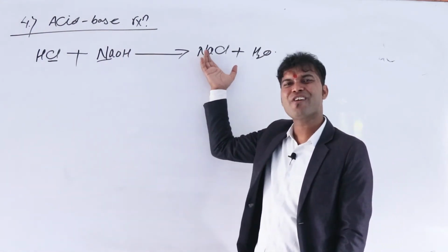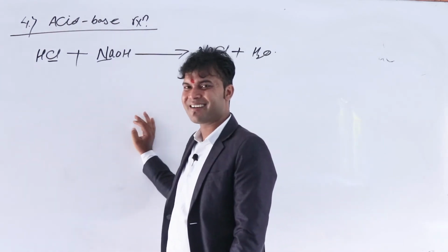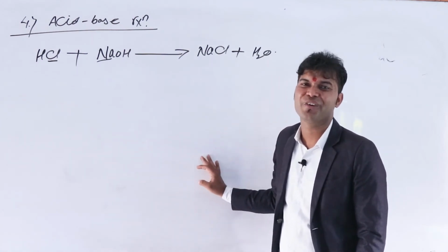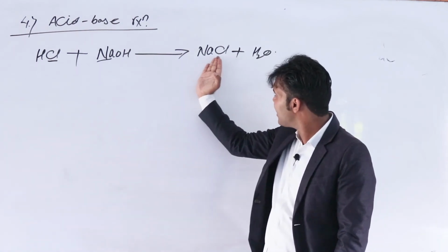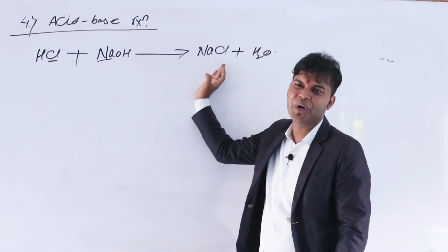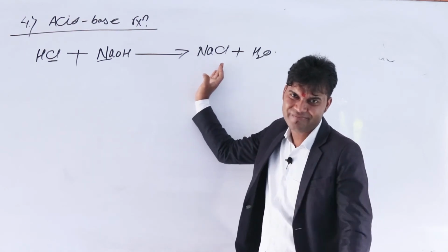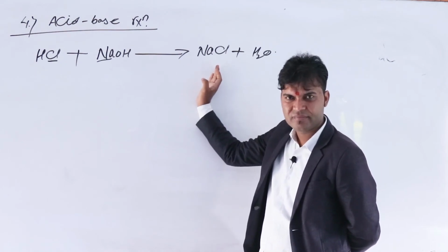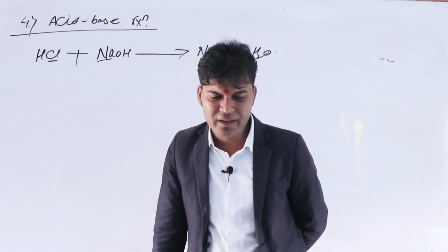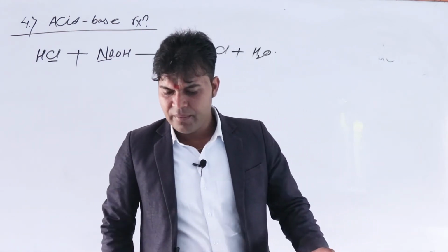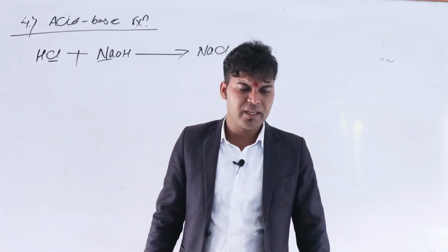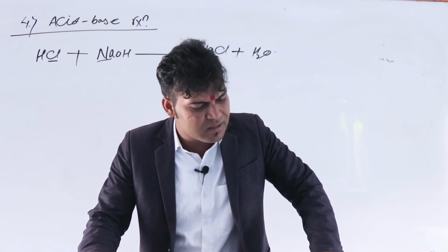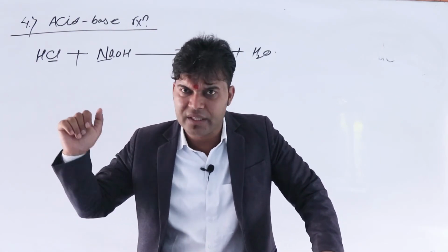This compound is called the neutral compound or salt. Mostly salts are neutral compounds. So the acid-base reaction is called the neutralization reaction. Look here, in this product there is no hydrogen ion and no hydroxide ion. Isn't it? Okay. I hope you are clear. This reaction is called an acid-base reaction or neutralization reaction. Again, you are clear about this one.